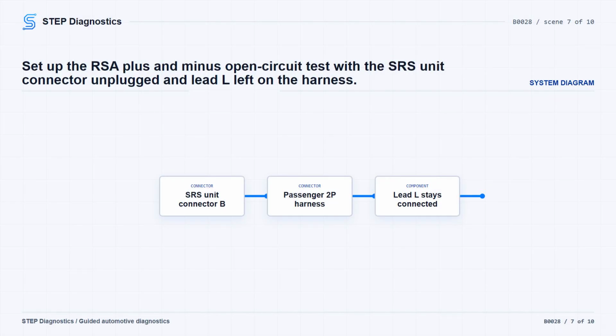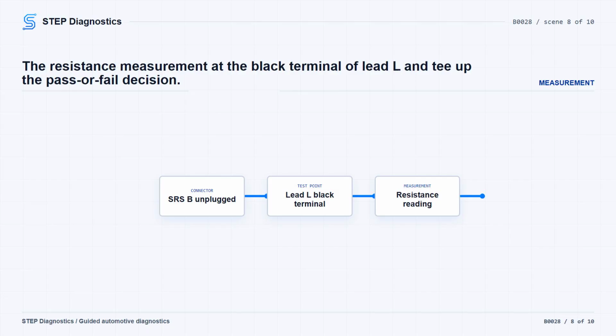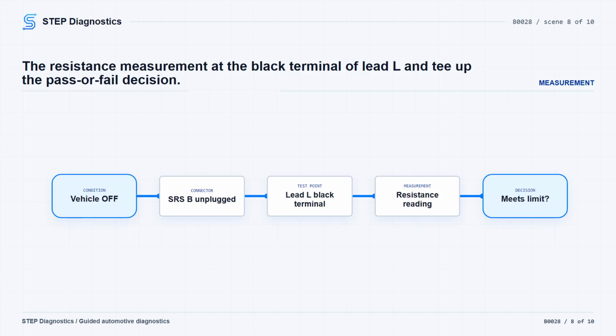Now check the RSA plus and RSA minus lines for an open. Turn the vehicle OFF again, disconnect the negative cable from the 12-volt battery, and wait at least 3 minutes. Disconnect SRS unit connector B, the 39P connector. Then disconnect the SRS inflator simulator from SRS simulator lead L, but leave SRS simulator lead L connected to the front passenger's side airbag inflator 2P connector on the right side wire harness. With the vehicle OFF, the passenger inflator connector disconnected from the airbag side, SRS unit connector B disconnected, and simulator lead L still connected to the harness connector.